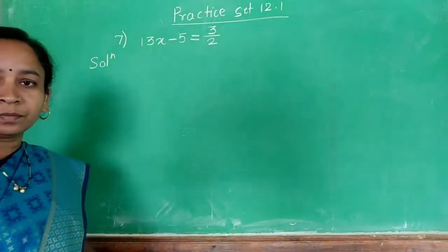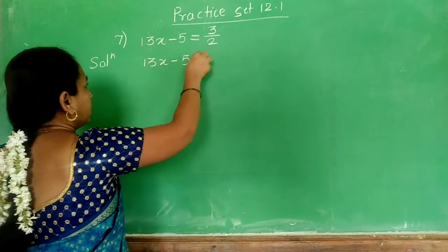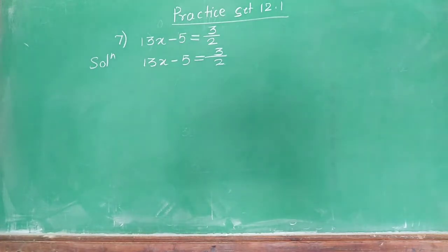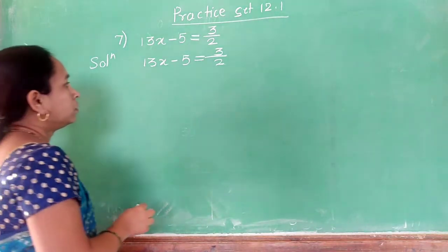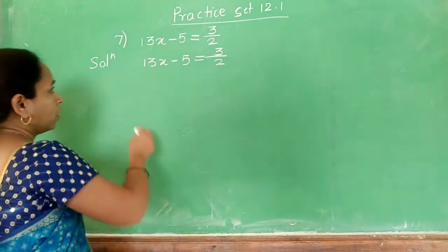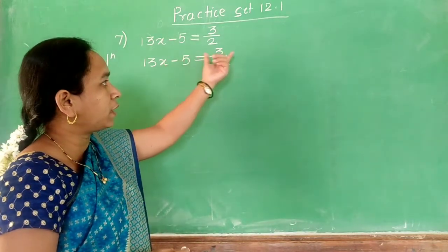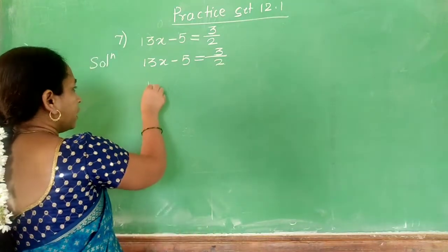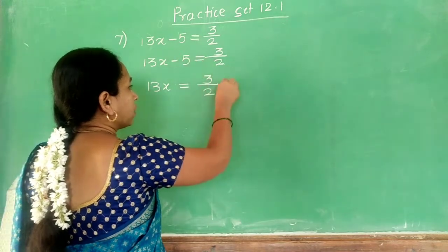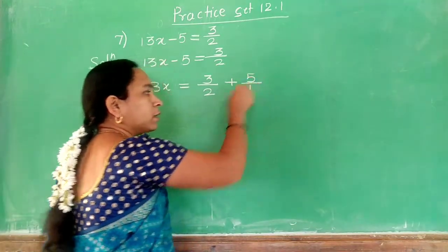Seventh example, 13x minus 5 is equal to 3 upon 2. These two I will transfer here, so it will be in multiplication, or you can shift this minus 5 on this side. So I will shift this minus 5 on this side. So I will get 13x is equal to 3 upon 2. Minus 5 will come here, so it will be plus 5. It doesn't have a denominator, denominator is 1.